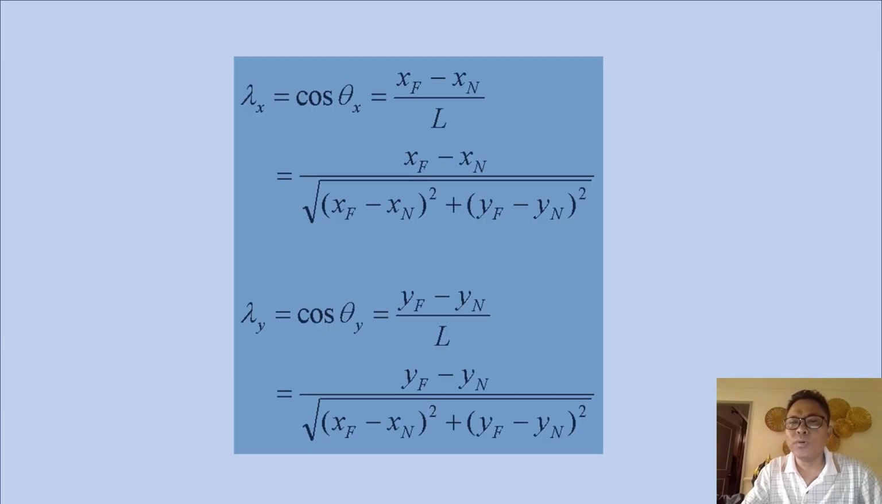If you want to define the direction cosines, lambda x is given by this formula, where we take the increment or decrement in the x coordinates from the near node to the far node. The same applies to lambda y, which is the increment or decrement in the y coordinates between the far node and near node. At the bottom here, we have an expression that only denotes the length of that member. Even though this expression is quite complicated, in actual fact it is only to calculate the member length of that truss.